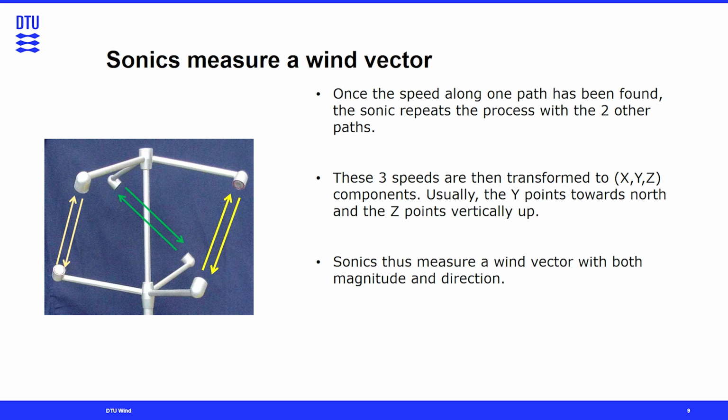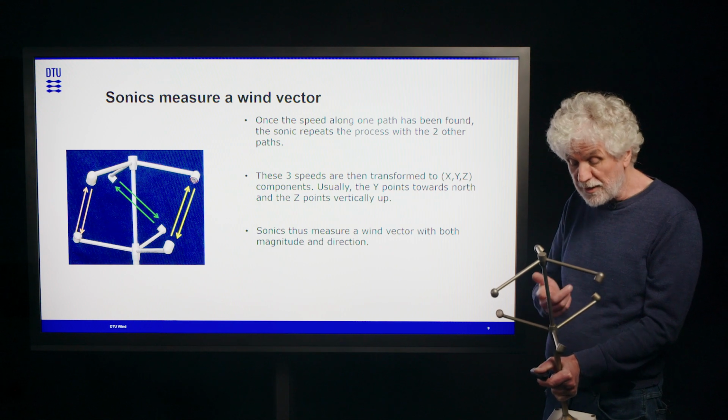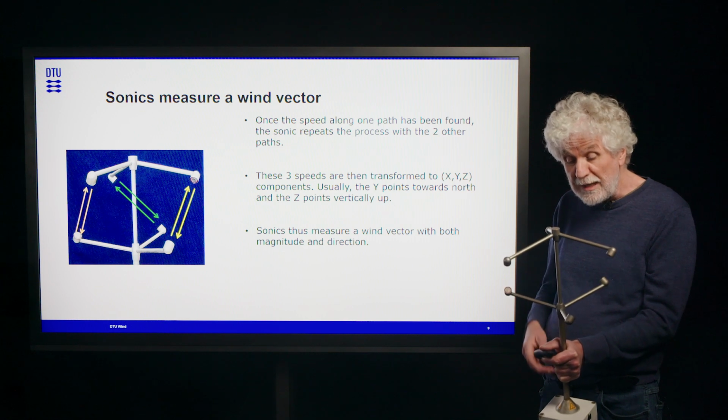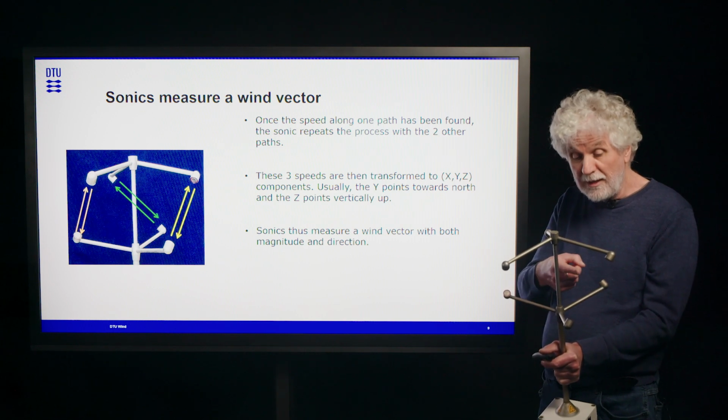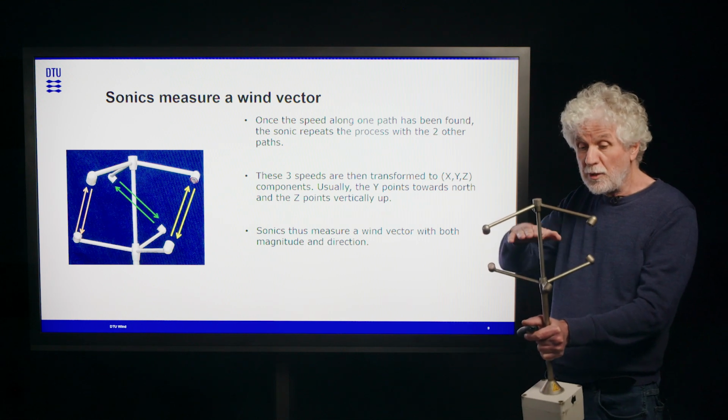So since we now have 3 components, we have a true vector. We have both the magnitude of the speed, but we also have the direction of the wind. And that means that we can use the sonic anemometer to measure both the wind speed and the wind direction, and even to measure the tilting angle, so the angle of the wind to the horizontal plane.